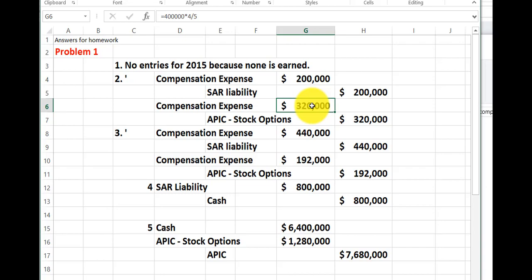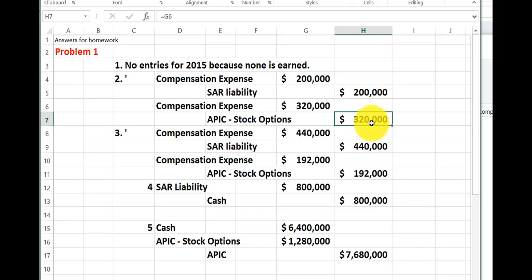And we take that, multiply by the 400,000 number of options, and then we divide that by 5, because in this case, this stock option plan, this compensation is earned over 5 years, not 3 like it was under the stock appreciation rights plan. So that $320,000 is a debit to compensation expense. This is not a liability. This is a credit to equity, specifically additional paid-in capital stock options.